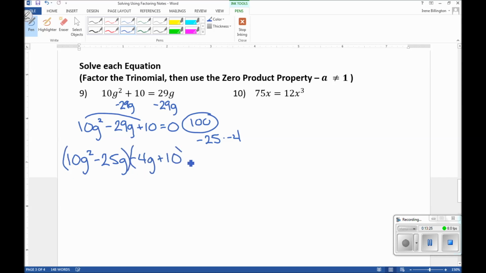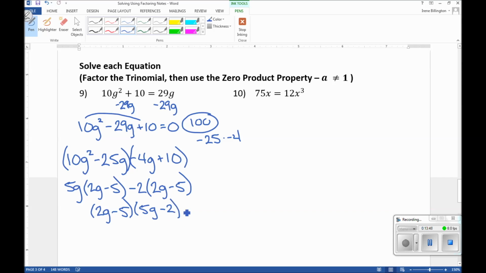Group the first two terms, group the last two terms. GCF of my first group is 5g, and when I divide by 5g, I have 2g minus 5 remaining. The GCF of my second grouping would be a negative 2. Divide by negative 2 leaves me with 2g minus 5. So my factored form would be 2g minus 5 and 5g minus 2. And that whole equation, of course, equals 0.